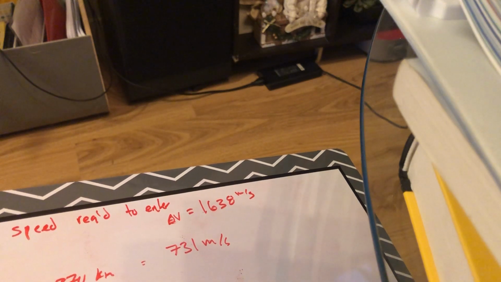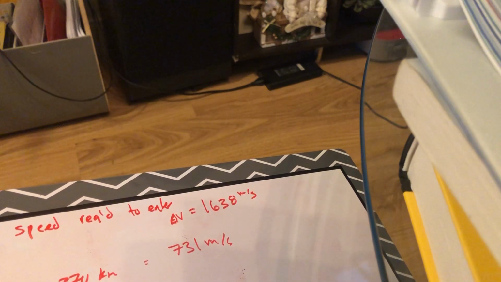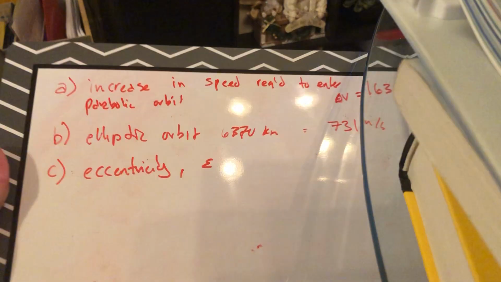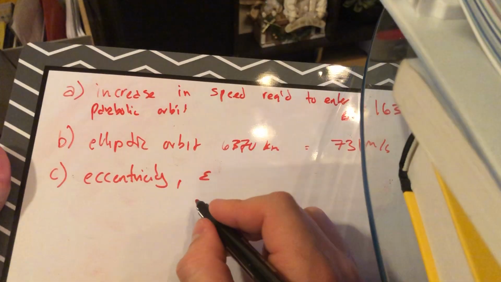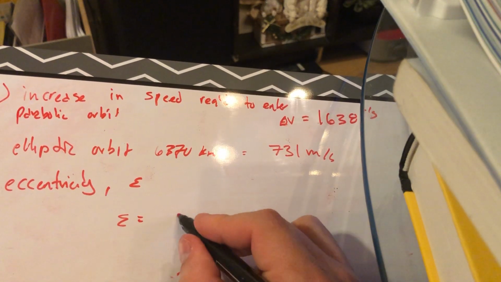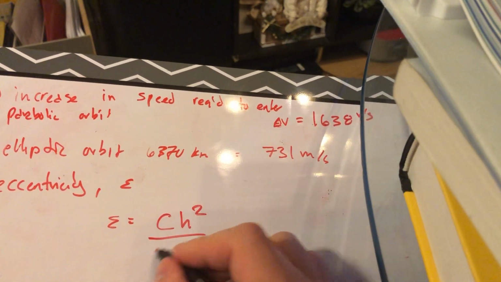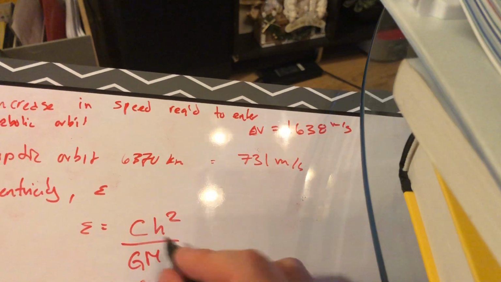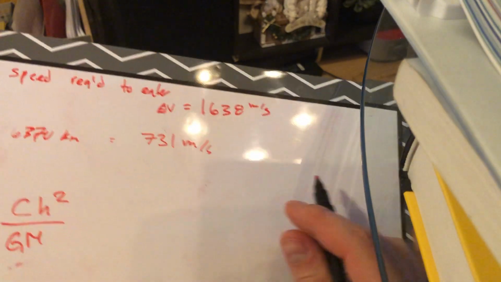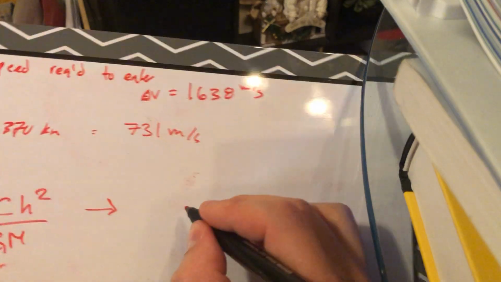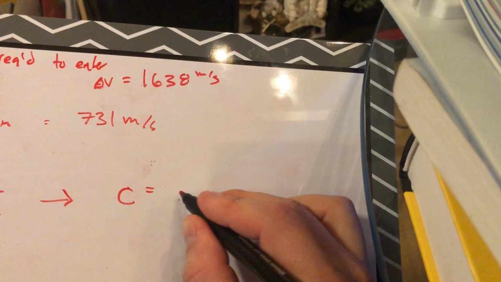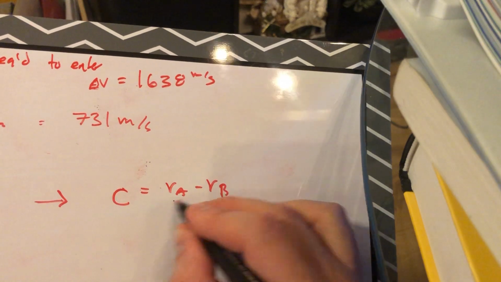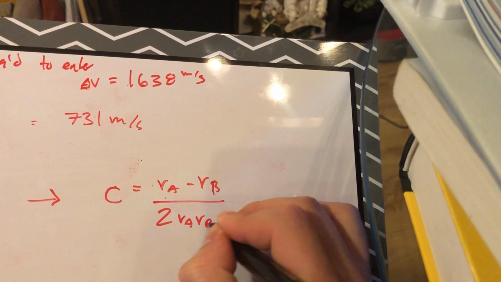Now let's solve for the eccentricity E. We know that the eccentricity is related to C, H squared over GM. We already have that term, and we're going to have that term when we solve for C. And we know that our C value is equal to RA minus RB over 2 RA RB.